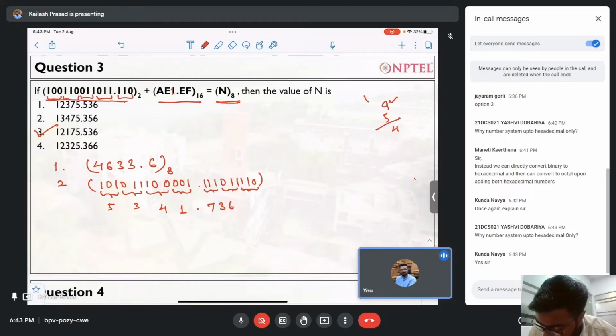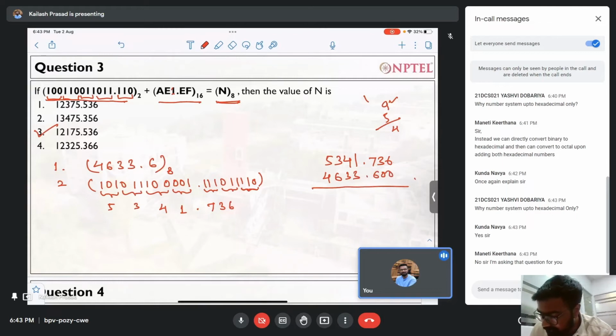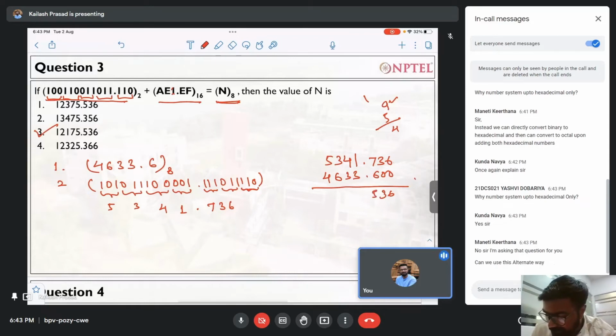Okay, so what we have to do is write 5341.736 plus 4633.600. That's how we have to add it, right? So it is 6, this is 3, right? 7 plus 6 will be 5 with a carry 1.